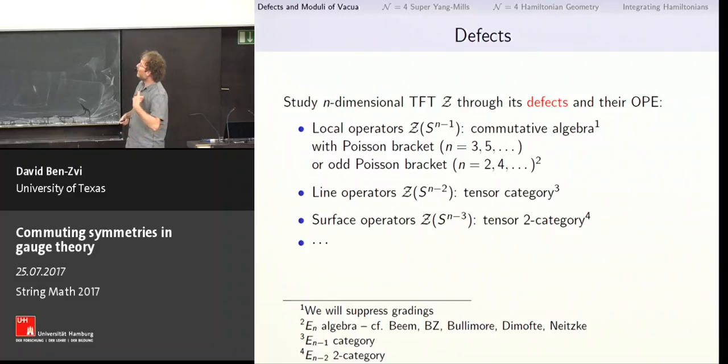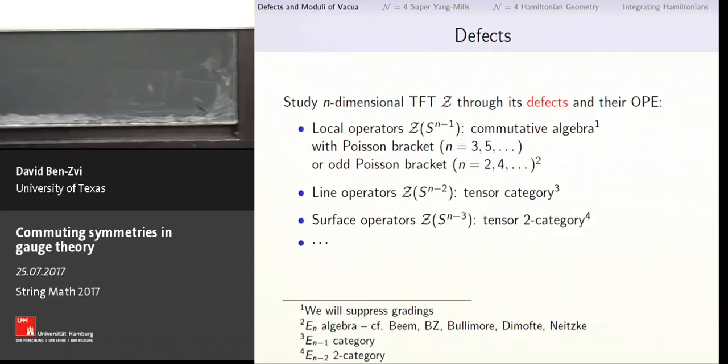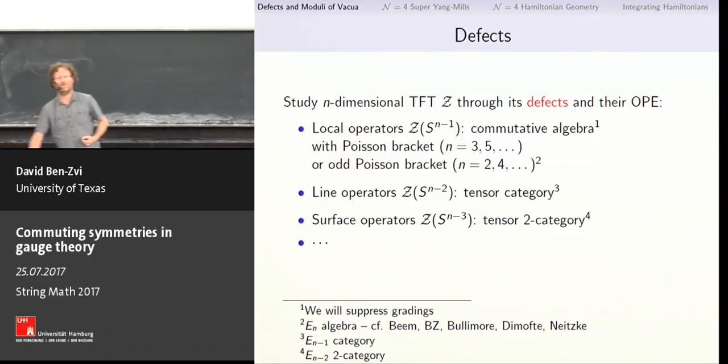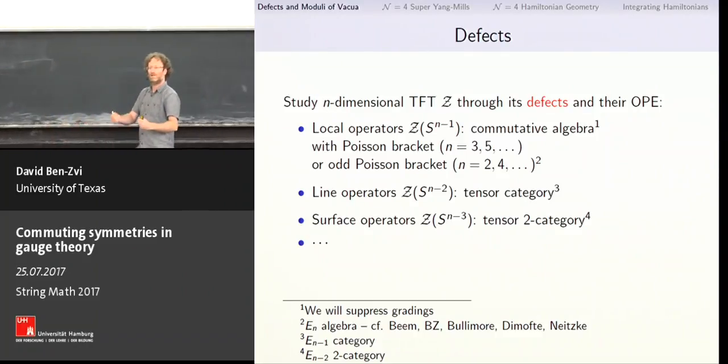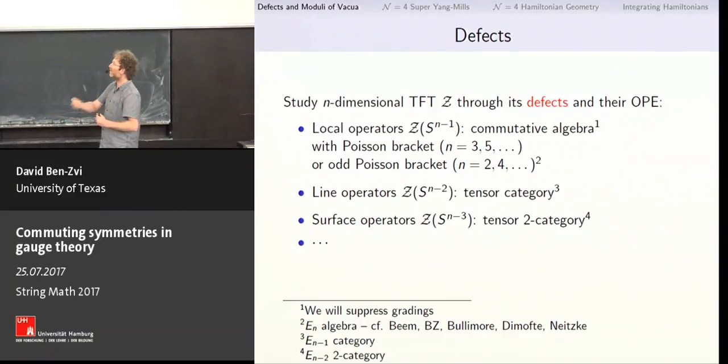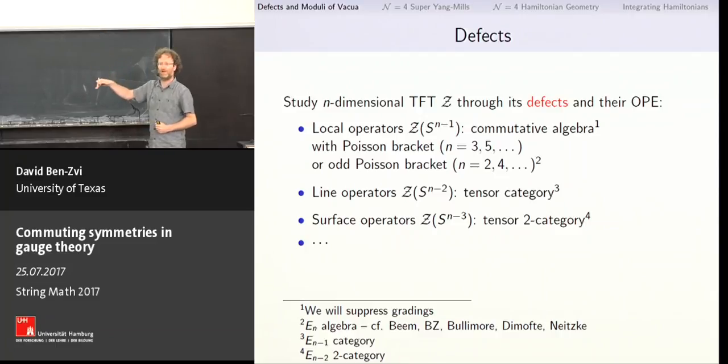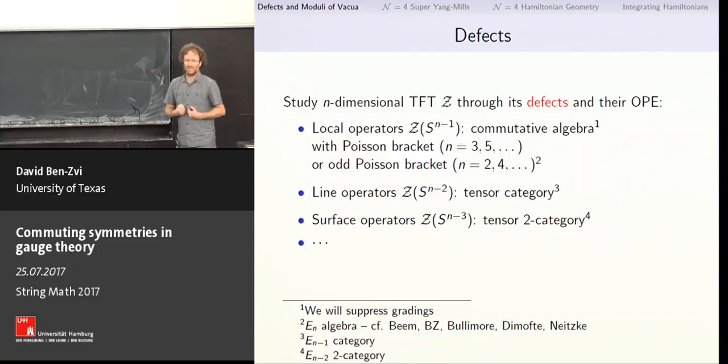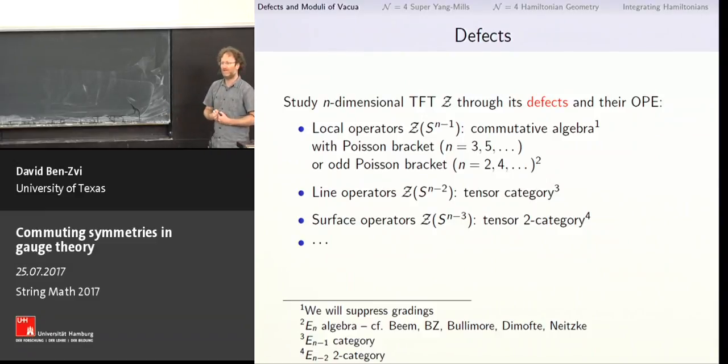In particular, an n-dimensional topological field theory has a bunch of data. It has a bunch of assignments: it attaches vector spaces, maybe differential graded vector spaces, to n-1 manifolds, attaches categories to n-2 manifolds, and a bunch of higher stuff we were going to ignore. But the way I'd like to understand a topological field theory is by studying its defects.